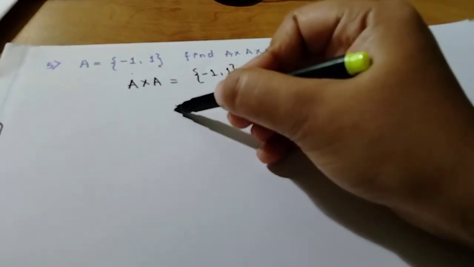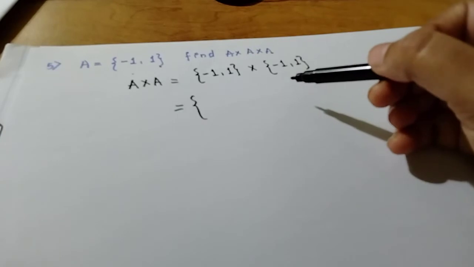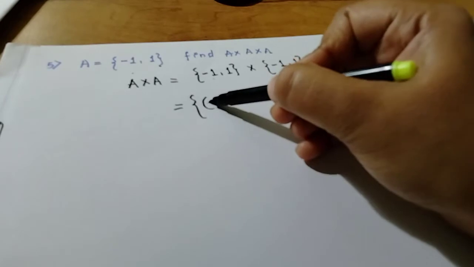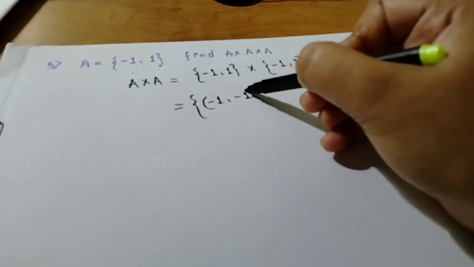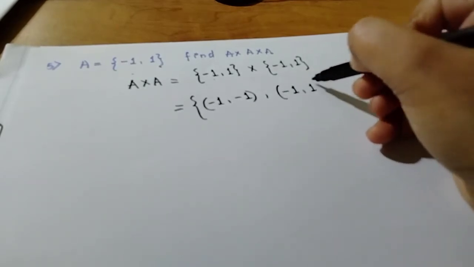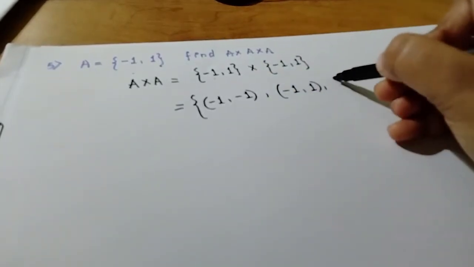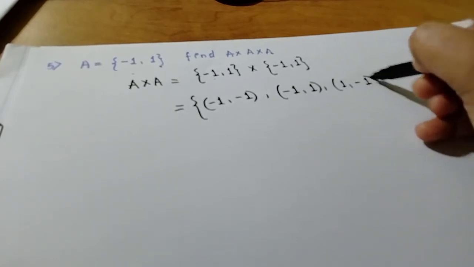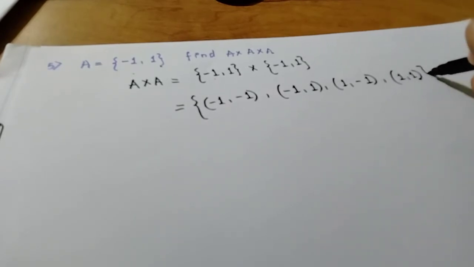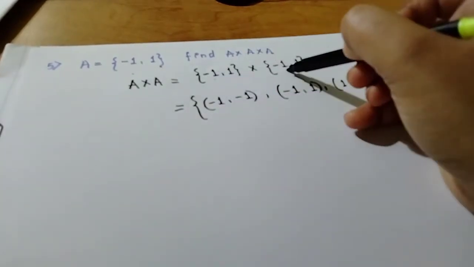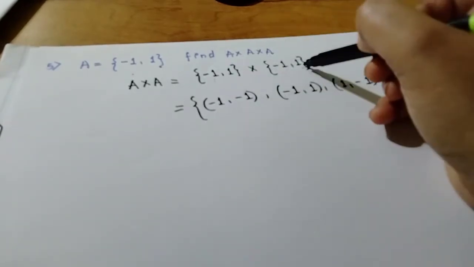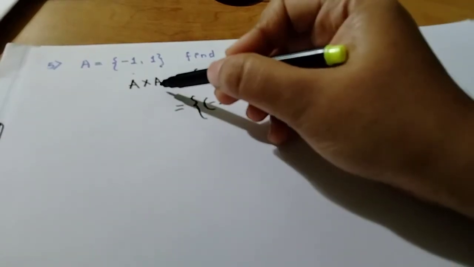So this is equal to... with each element you have to make an ordered pair: minus 1, minus 1. Next, minus 1 with plus 1. Then 1 comma minus 1. Then 1 comma 1. So all ordered pairs you have to write: (minus 1, minus 1), (minus 1, plus 1), (1, minus 1), (1, 1). This is A cross A.